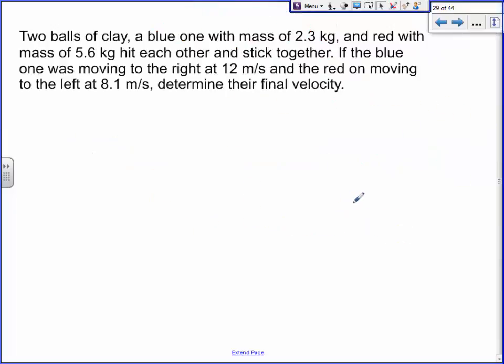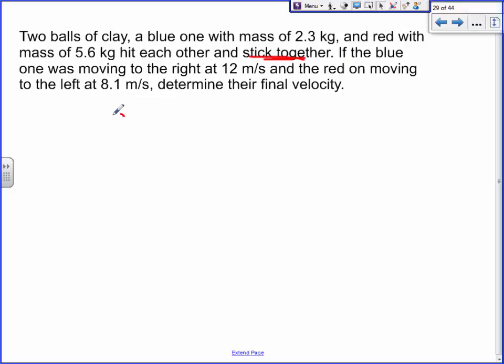Okay, so here's one where they're going to stick together. And the reason why I want to point this out is that this changes the masses, right? Originally you have mass A, then you have mass B, but when they stick together, now the new object is mass C, or however you want to notate that. So make sure you're clear here. Let's draw a quick picture.